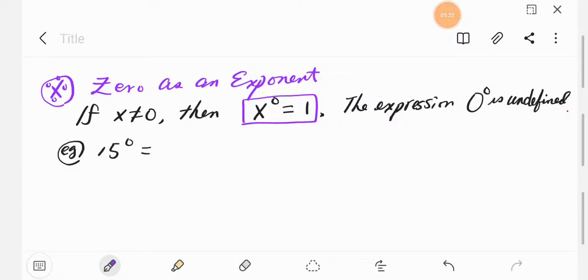So 0 as an exponent. If the base x is not equal to 0, then x to the 0 power is equal to 1. But what if the base is 0? 0 to the 0 power is undefined. Okay, so the base has to be non-zero. So what is 15 to the 0 power? Of course, it is 1, right? So any non-zero expression to the 0 power is 1. If the base is not 0, then the 0 power is 1.